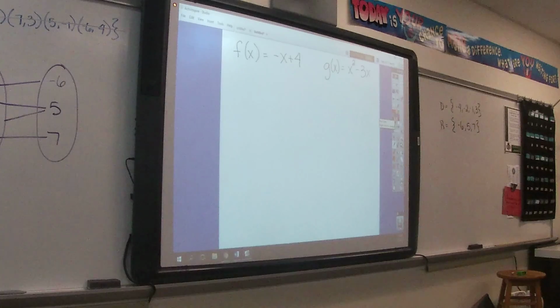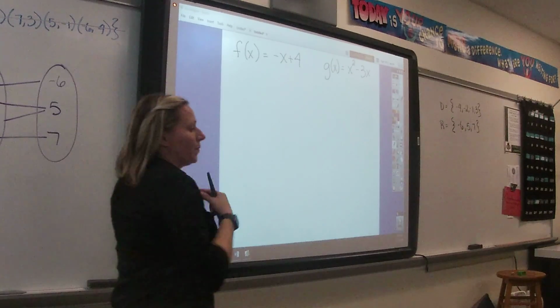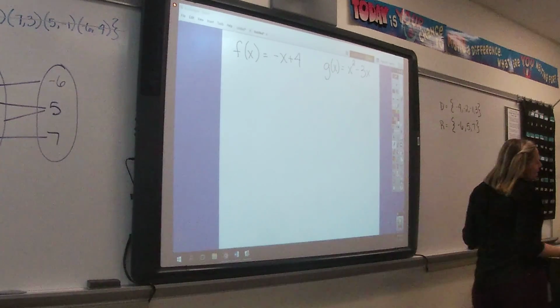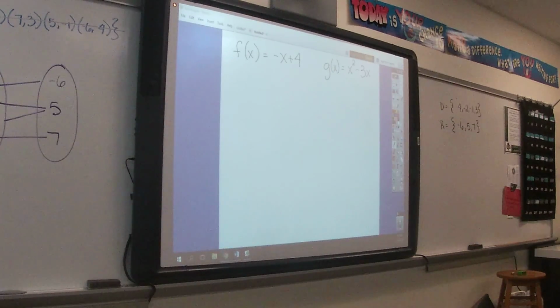f of x equals negative x plus 4, and g of x equals x squared minus 3x. So we just pick a random number? Not yet. There's going to be a time that is appropriate to pick a random number, and we'll talk about that later. But for right now, you will be given a question like this.